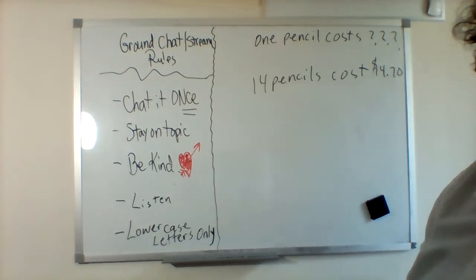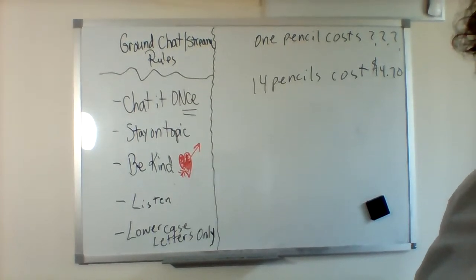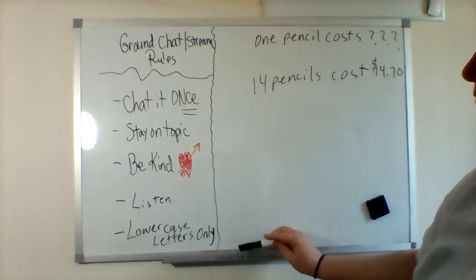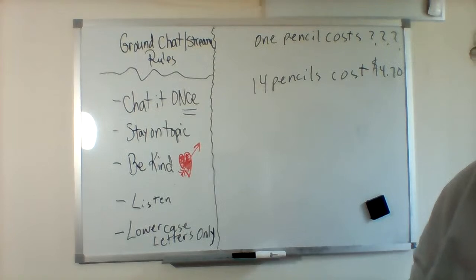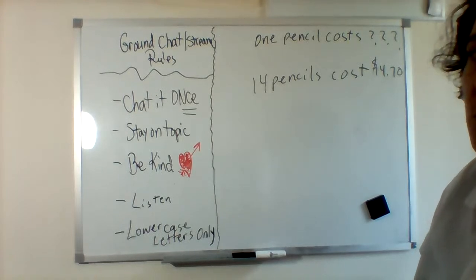Let's see, what did you say? 95 cents. Tell me how you got 95 cents, and also, how could you change it? Check it. I divided 14 and 14.70.